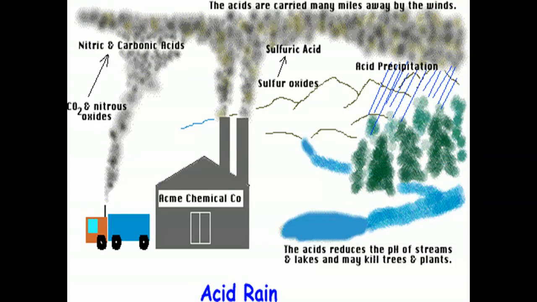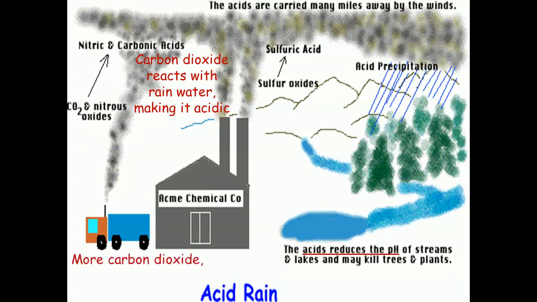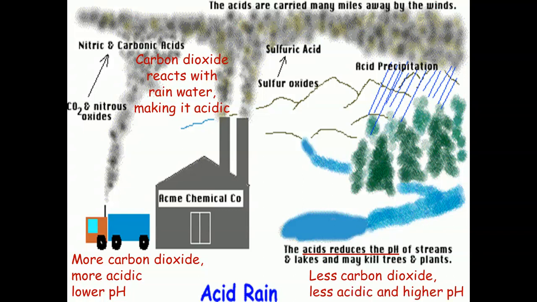To understand this practical, you have to have an understanding of carbon dioxide and acid rain. So carbon dioxide reacts with rainwater, and that makes the rainwater acidic. And when it's acidic, it reduces the pH. So the more carbon dioxide that reacts with rainwater, the more acidic that rainwater is, and that means it has a lower pH. And then the opposite, if there is less carbon dioxide reacting with rainwater, it will be less acidic and a higher pH. So the more carbon dioxide there is, the more acidic it is, and if it's less carbon dioxide, it's less acidic.